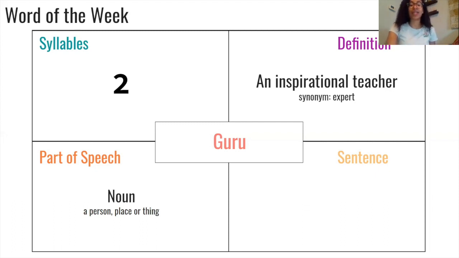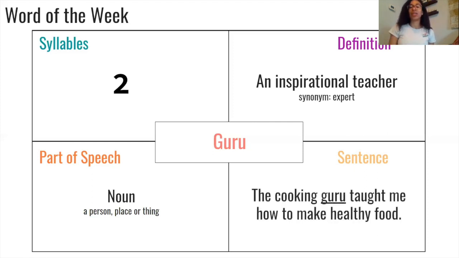Now let's go on to sentence. I will share my sentence with you, and if you need to, you can use that for inspiration for your sentence, but definitely come up with your own for this one. So my sentence is, the cooking guru taught me how to make healthy food. In my sentence, it's a cooking guru. In our vocabulary lesson, I am the word guru. You could do any kind of guru. It could be a soccer guru, a fashion guru. That can help you create your sentence. So pause, take a minute, get this written down, and then start again when you're ready.